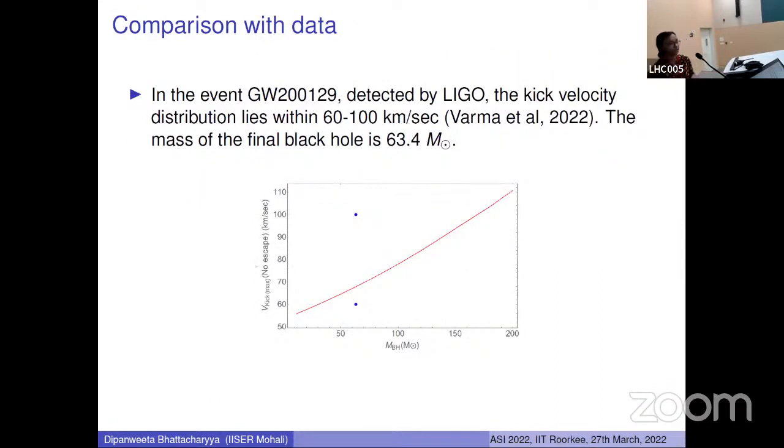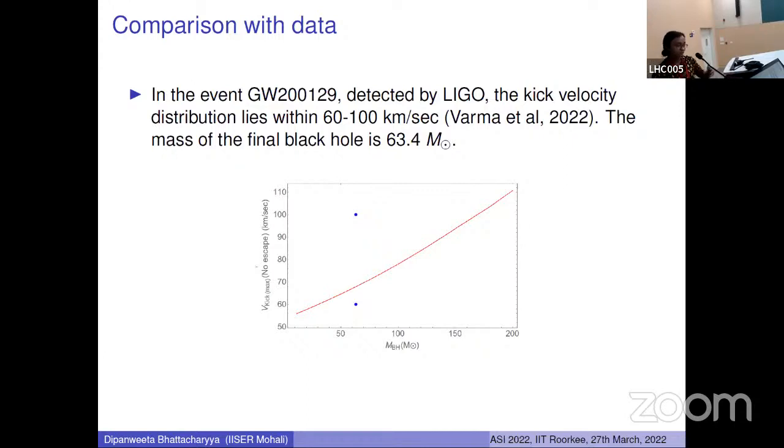Now, we are actually going to do simulations for detailed calculations. For now, I'm just showing one event detected by LIGO, to show that our results are compatible with the observations also. In a recent paper, Dhrubojyoti 2022, for this particular gravitational wave event, they have determined the peak velocity for the globular clusters lies within 60 to 100 kilometers per second. And the final mass from the LIGO data is 63.4 solar masses. So here we are showing the plot for the no escape scenario, and we can see that our plot lies exactly in between these two points.